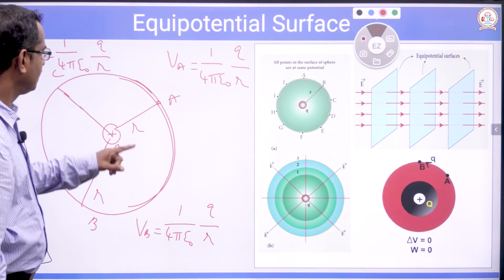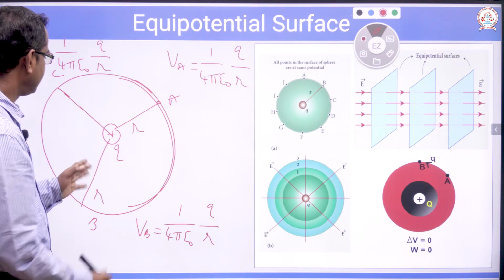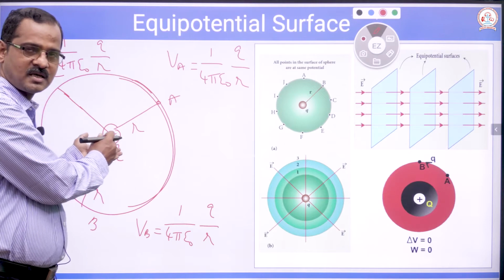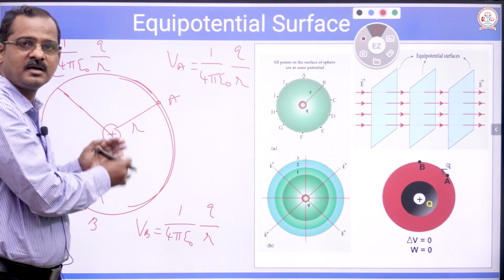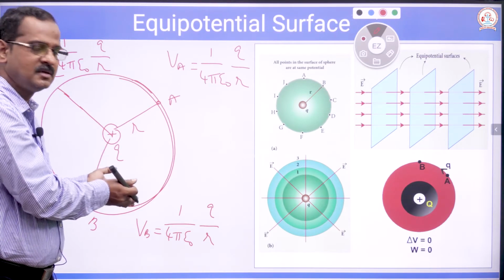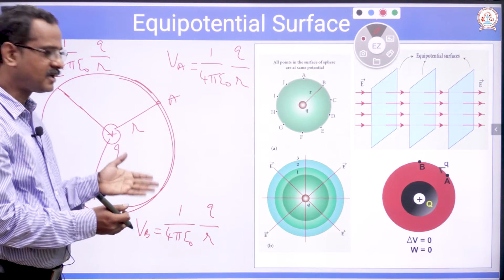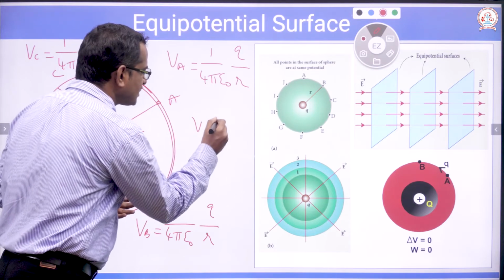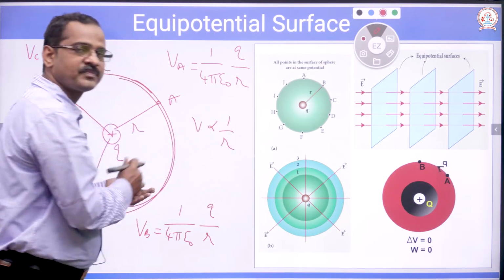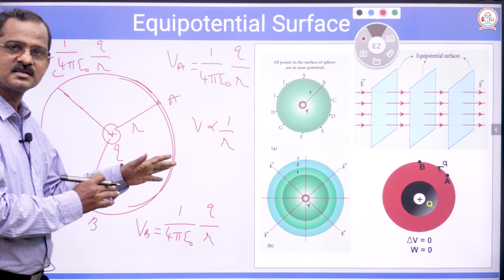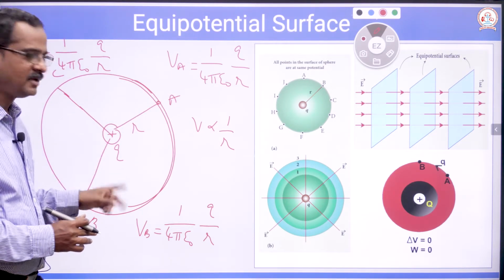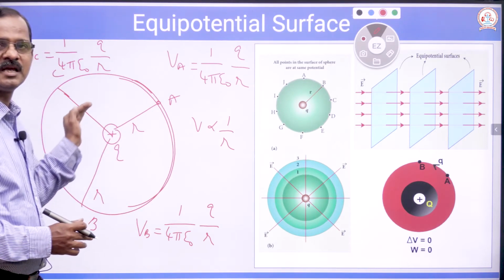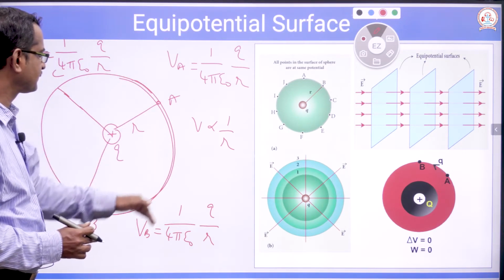So what we understand is that in case there is a point charge like this, in all directions at equal distance the electric potential will be equal, because we have already seen that potential is inversely proportional to distance. It is based on distance. So if the distance is the same, then the electric potential will be the same on this surface.